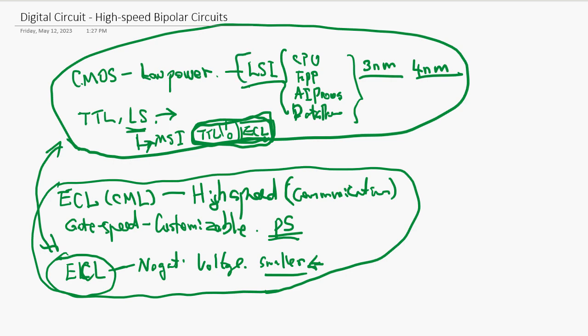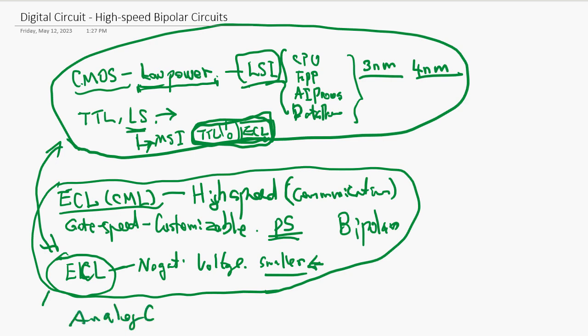But when it comes to LSI, the total power consumption becomes the issue. And that's why the lowest power consumption CMOS is used for CPU, those large LSI chips. Now, high speed is a different story. And also, this ECL is a bipolar technology, and bipolar is also used in analog circuit.